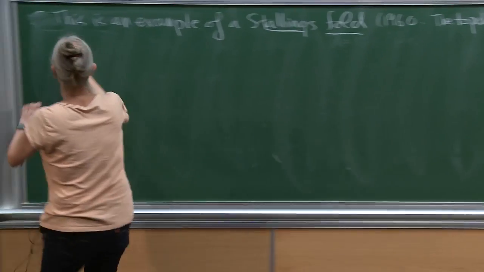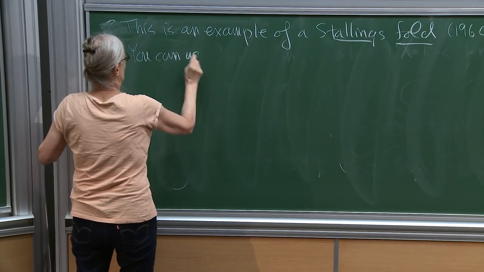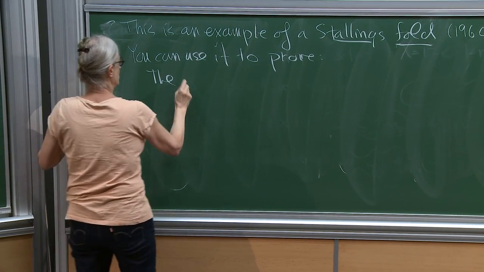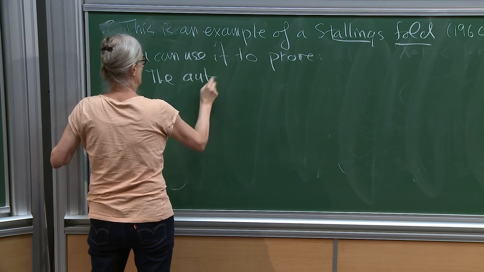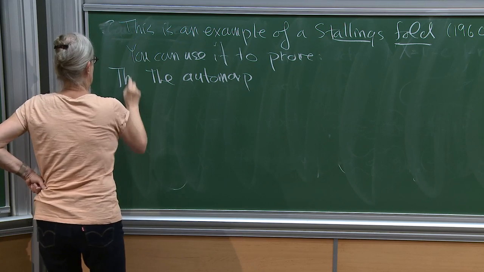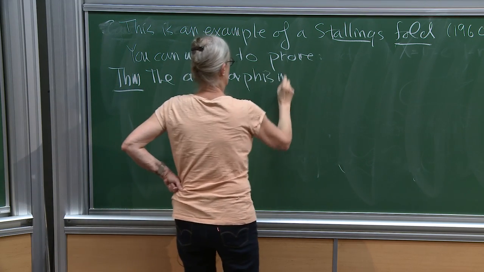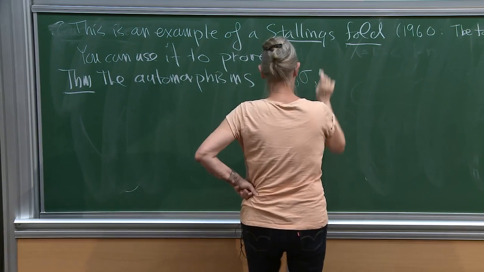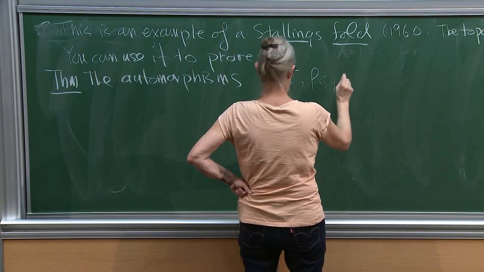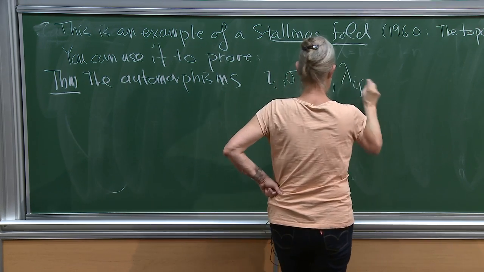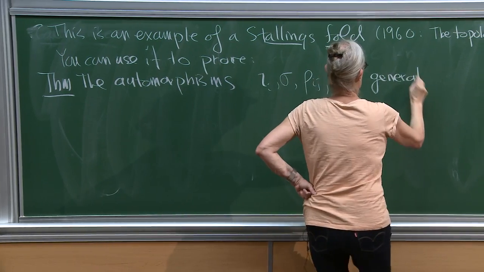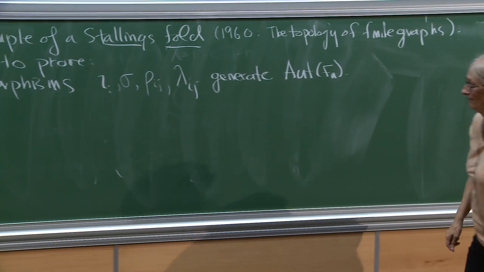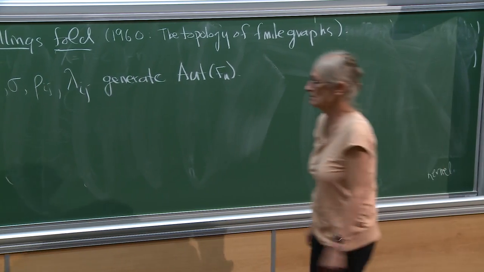Turns out you can use it to prove the theorem. The automorphisms iota sub I sigma, rho ij, and actually you don't even need lambda ij, generate Aut of Fn. Okay, so I want to sketch the proof.